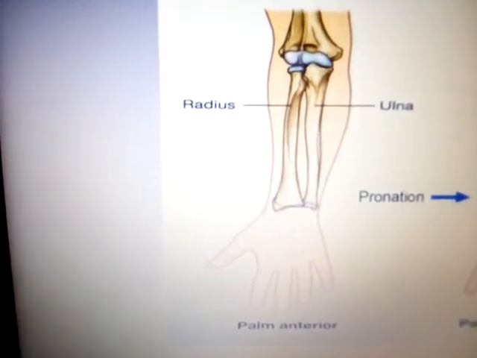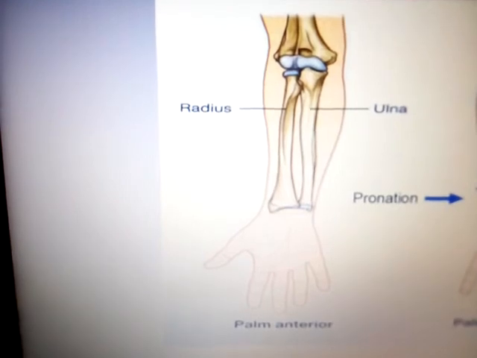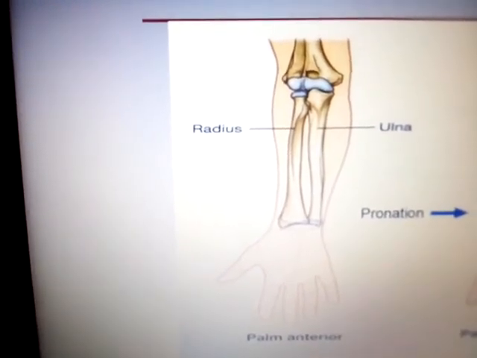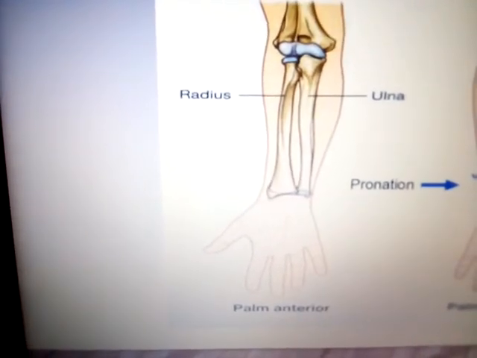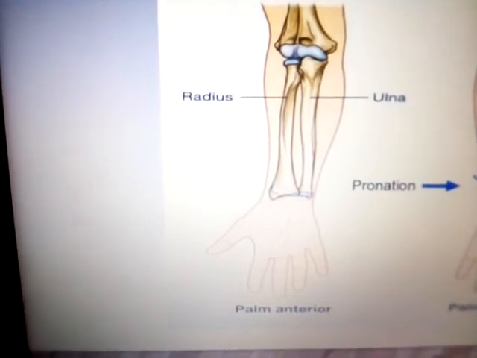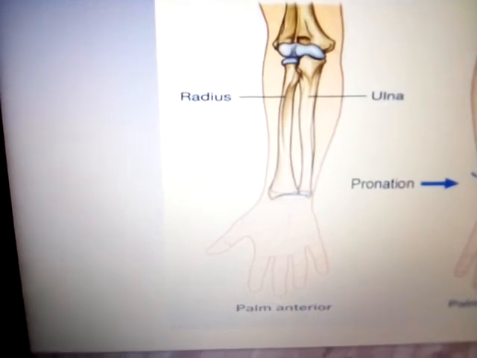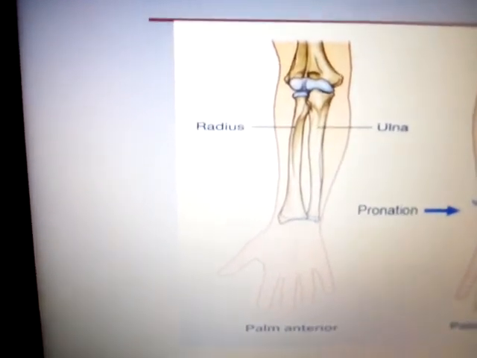You see that the radius and ulna are marked, and everyone knows, even an 11th or 12th standard student knows, that one of them is the radius and the other one is the ulna. But people, even high-fi people, sometimes get confused about which one is the radius and which one is the ulna. So let me give you a very good trick for that.